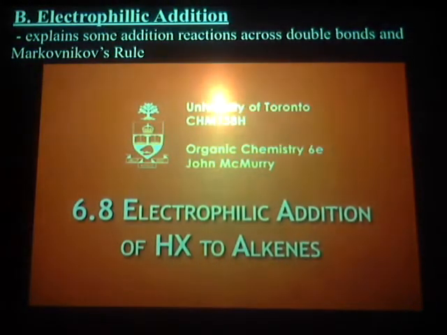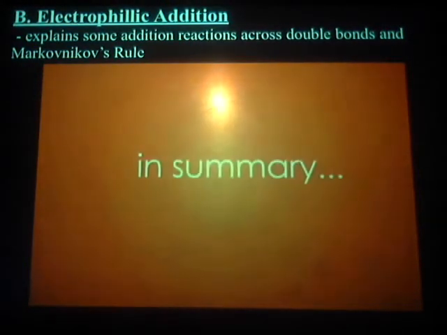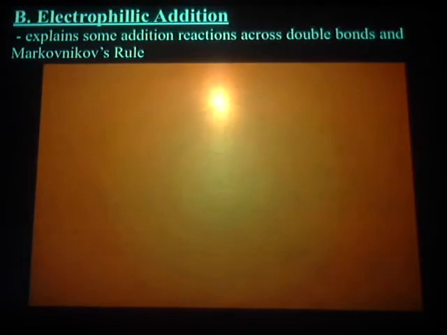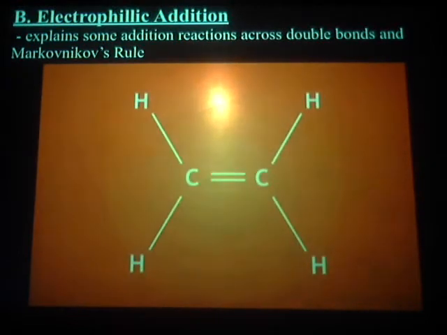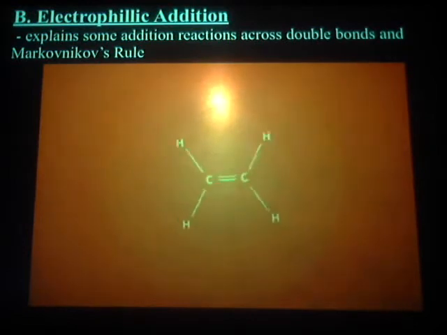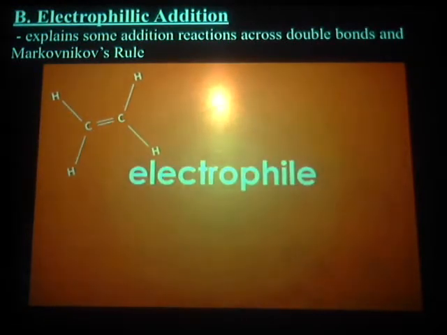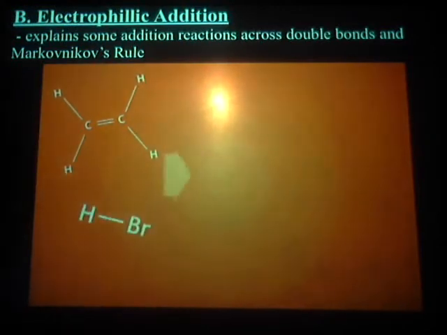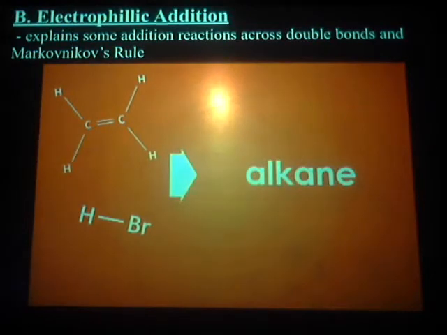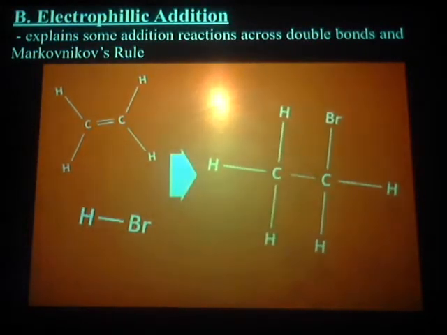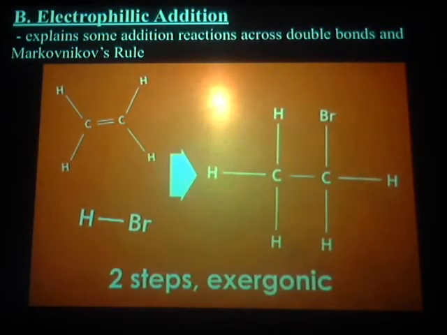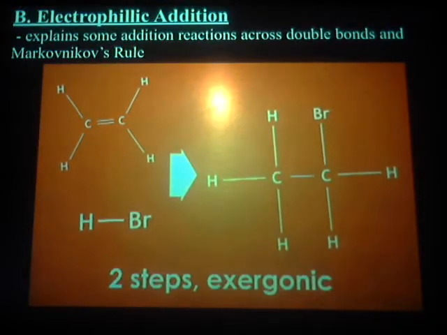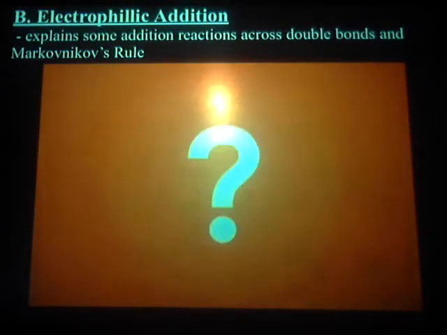Electrophilic addition involves 2 reactants. An alkene, whose double bond is rich in electrons and is thus nucleophilic. And an electrophile that will attack pi bond electrons in the alkene double bond. We'll use hydrogen bromide as an example. Ultimately, they will react to form an alkane. This reaction takes place in 2 steps and is exergonic overall. So what are the mechanisms?